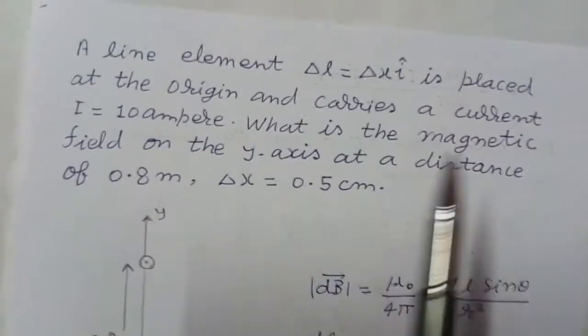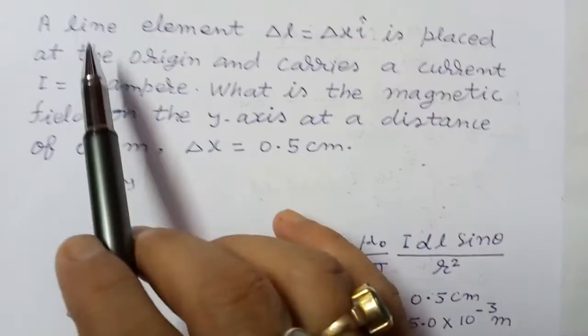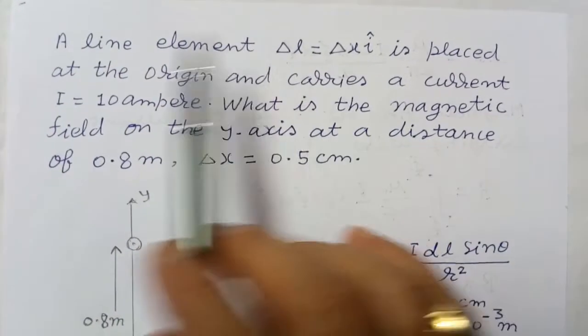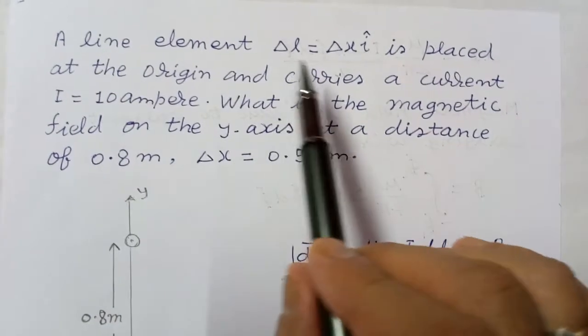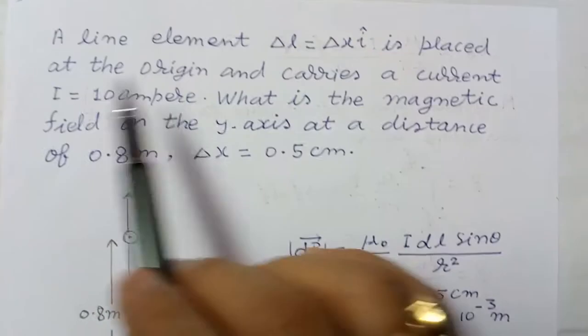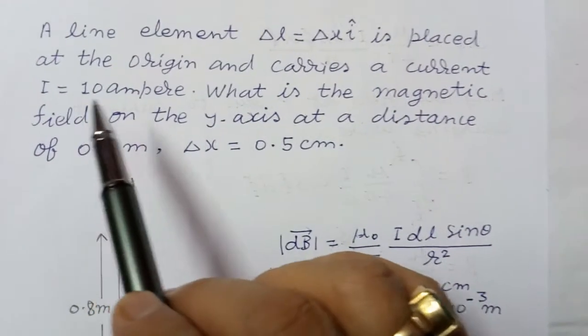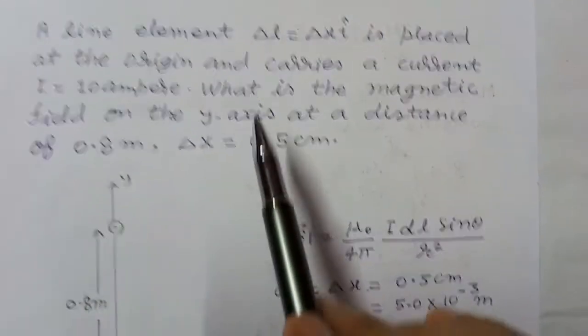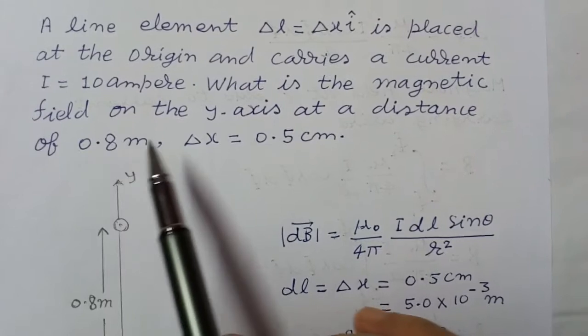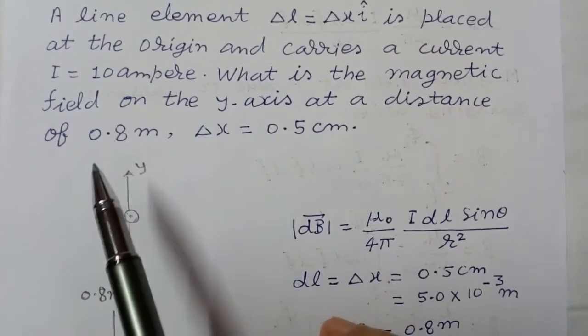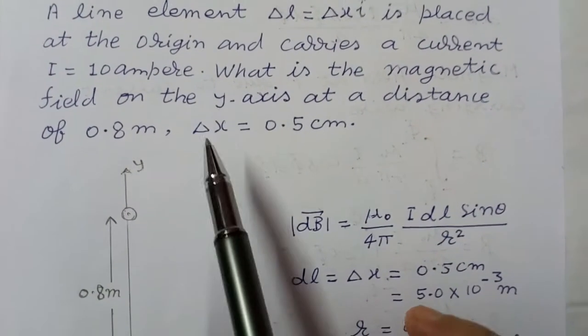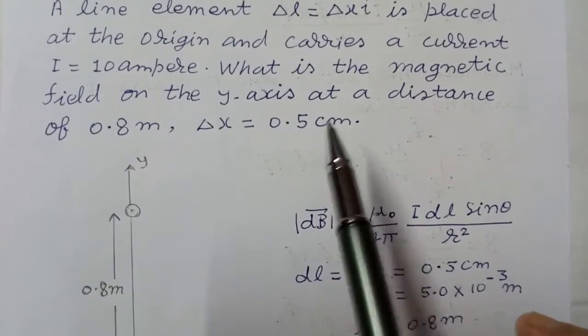Now here is a numerical based on the Biot-Savart law. A line element delta L is equal to delta x i is placed at the origin and carries a current I equal to 10 ampere. What is the magnetic field on the y-axis at a distance of 0.8 meter? Delta x is equal to 0.5 centimeter.